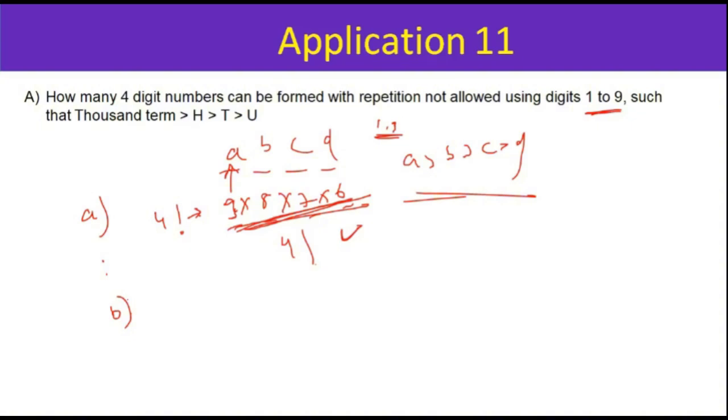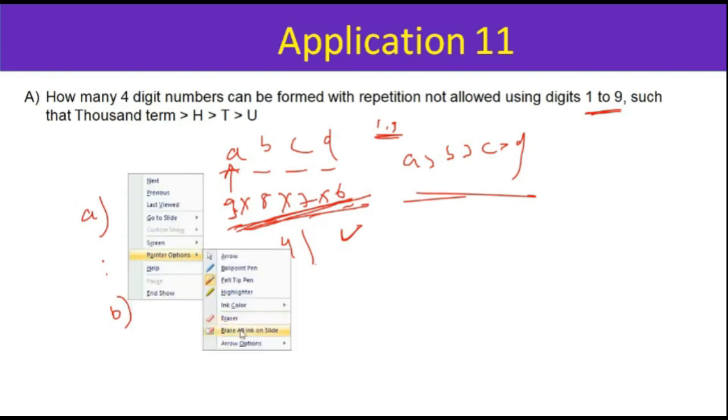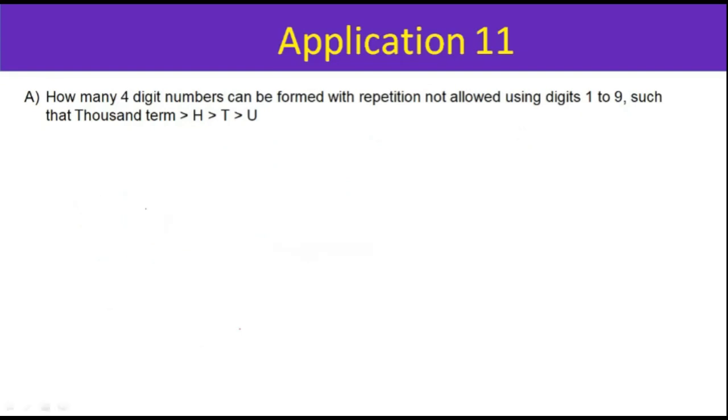Alternatively, always try to think of 2, 3, 4 methods for PNC; that will really sharpen your mind. How many 4-digit numbers can be formed with repetition not allowed using the digits 1 to 9? We just want a 4-digit number. In total, I have 9 digits. In how many ways can I select those 4 digits which will form my number? I can select 4 digits in 9C4 ways. Now I have chosen 4 distinct digits.